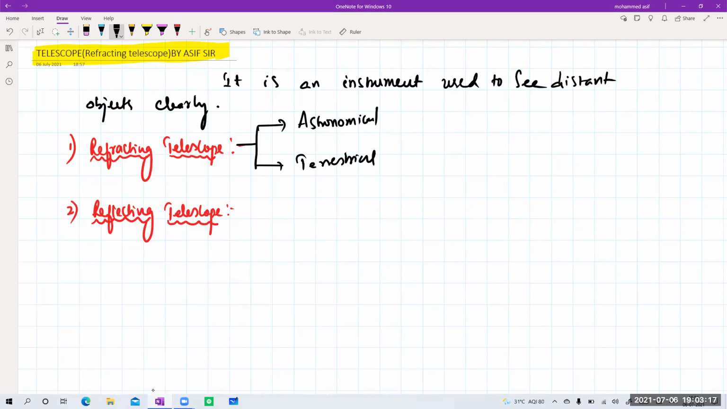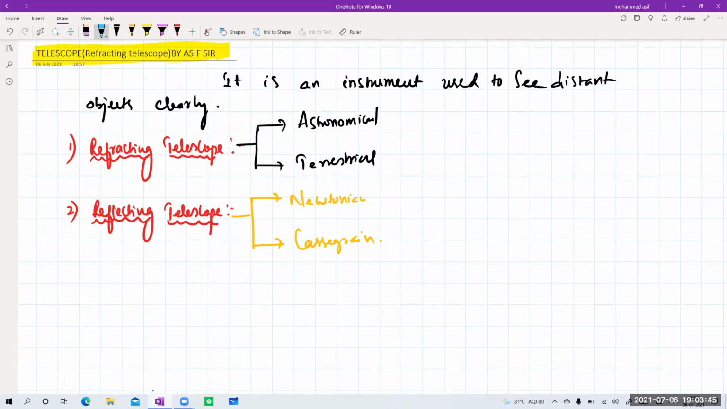Whereas in the reflecting telescopes, we have two types. One is known as your Newtonian telescope, and the other one is known as your Cassegrain telescope. In general use they are the same, but very important are the astronomical and terrestrial, and of least importance are your Newtonian and Cassegrain telescopes.